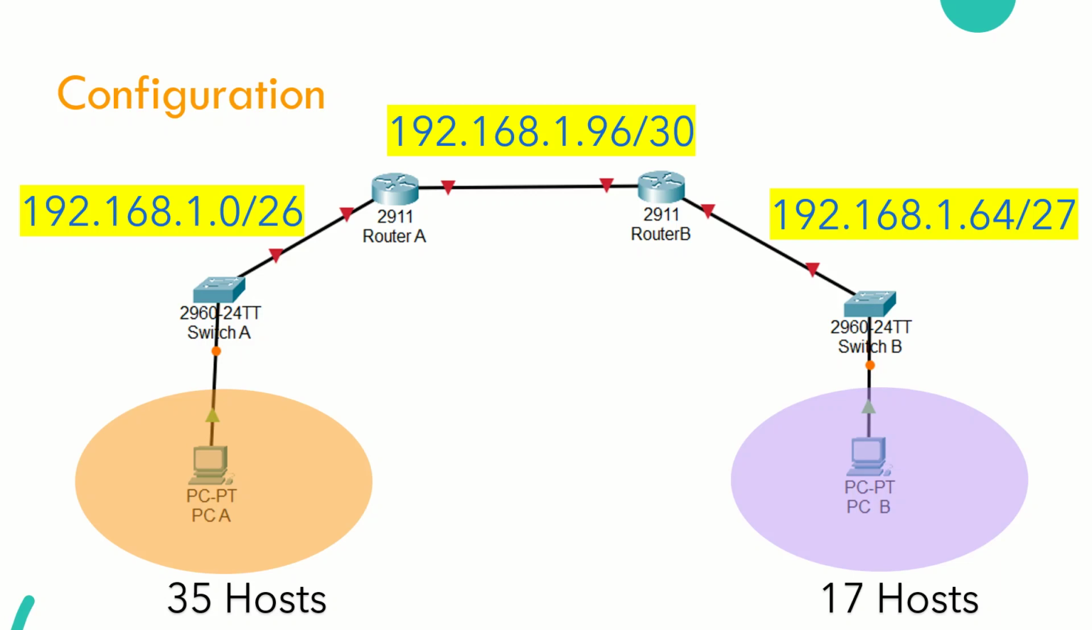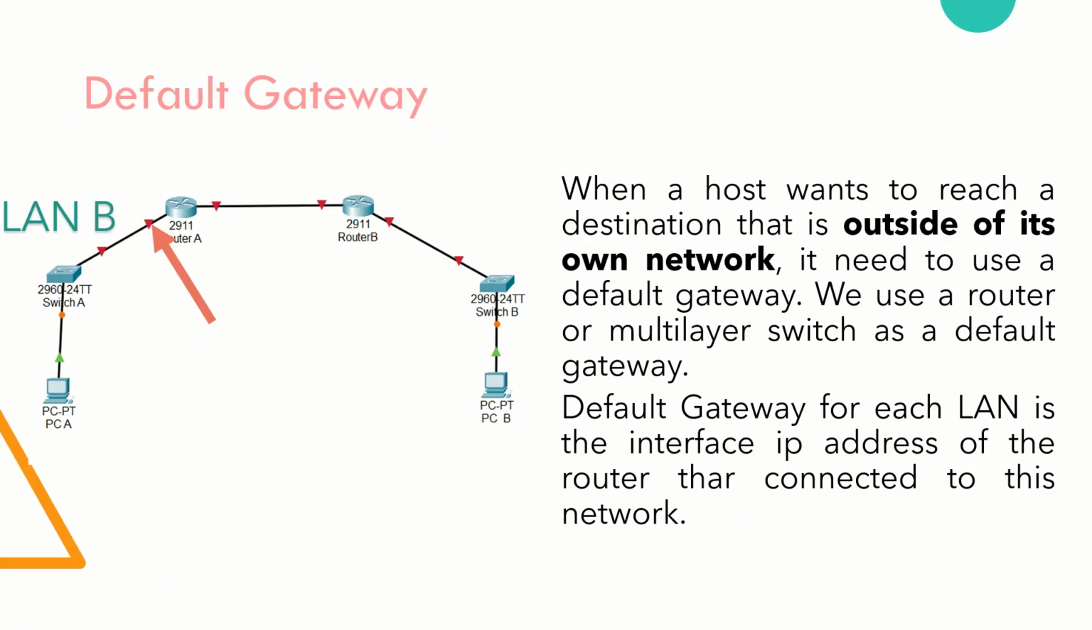Now we have these networks here for LAN C, LAN A, and LAN B. And these are the prefix lengths you can see, /30, /27, /26, and they help us also to get the subnet mask.